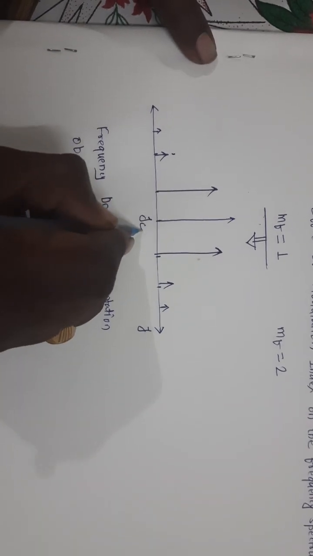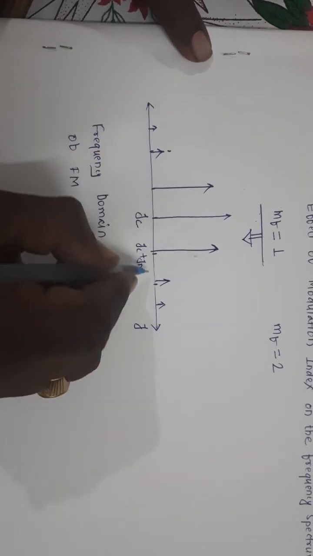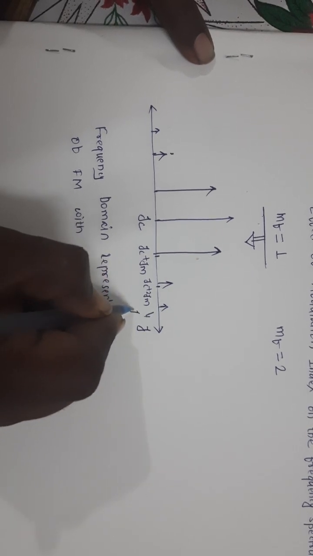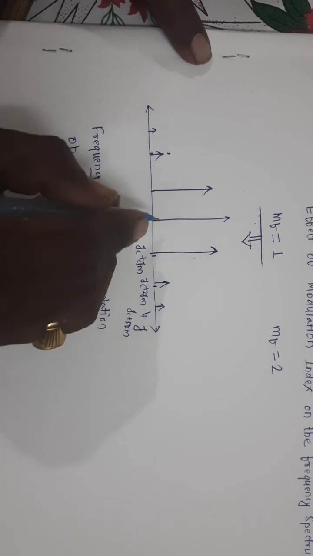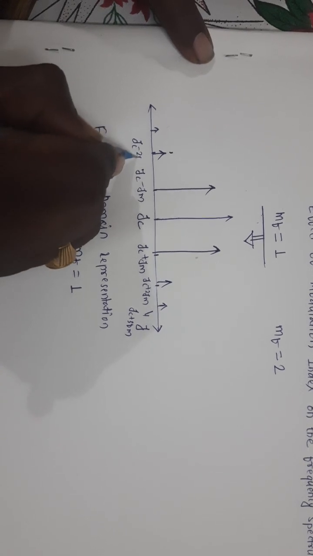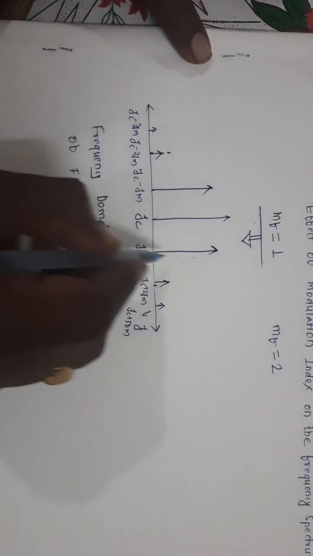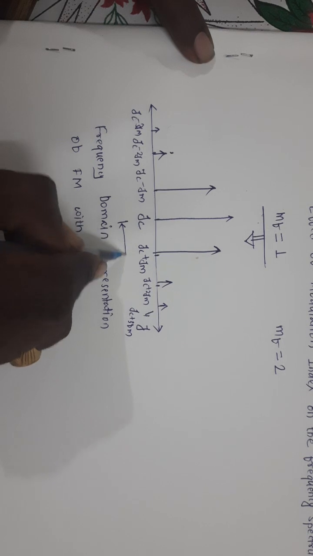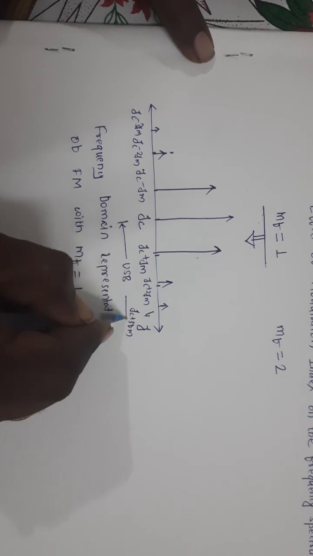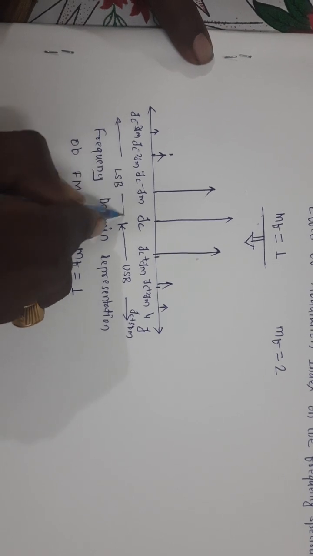This is the carrier frequency Fc. Then this point is Fc plus Fm, here Fc plus 2 Fm, then here Fc plus 3 Fm. Similarly in this direction, Fc minus Fm, Fc minus 2 Fm and Fc minus 3 Fm. The sidebands in this direction are labeled as the upper sideband, USB, and the sidebands in this direction are labeled as LSB.